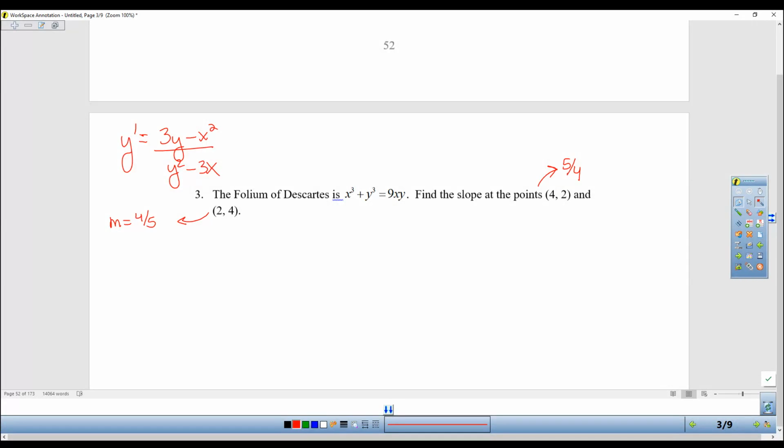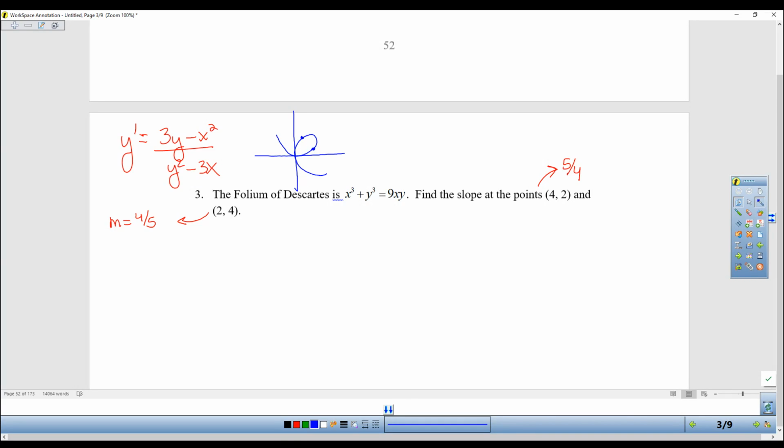So if you got it right, just make sure you show all your work and you can move on. But for everybody else, I am going to do the problem out. So the Folium of Descartes is pretty cool looking. It comes down into quadrant 1. It makes a loop, and then it goes out like that. So the point 4, 2 is on there, and then 2, 4, and those are the slopes that I just found.